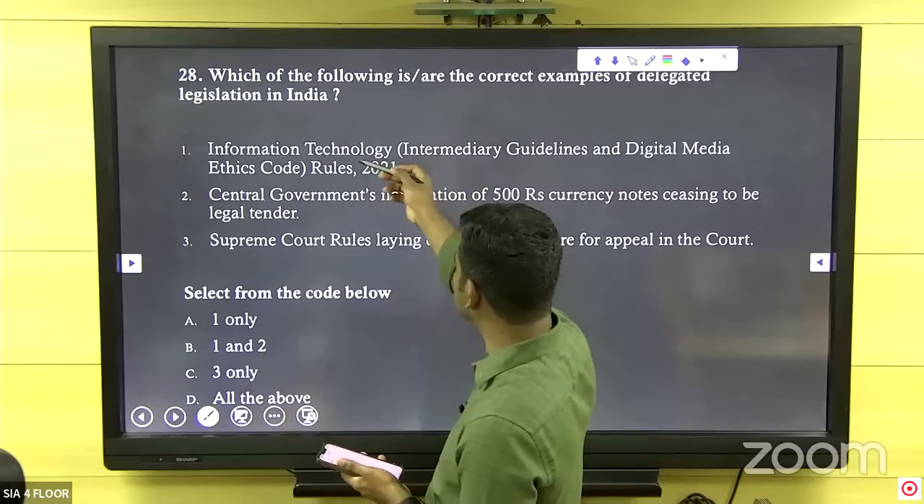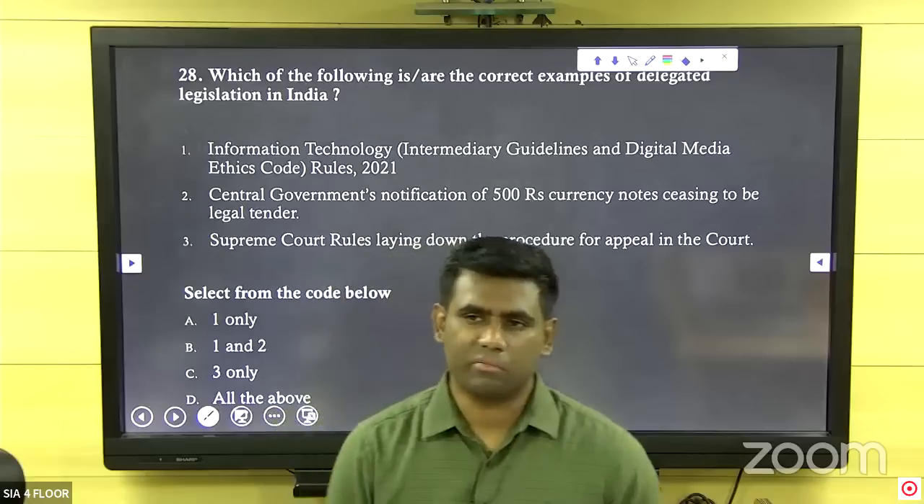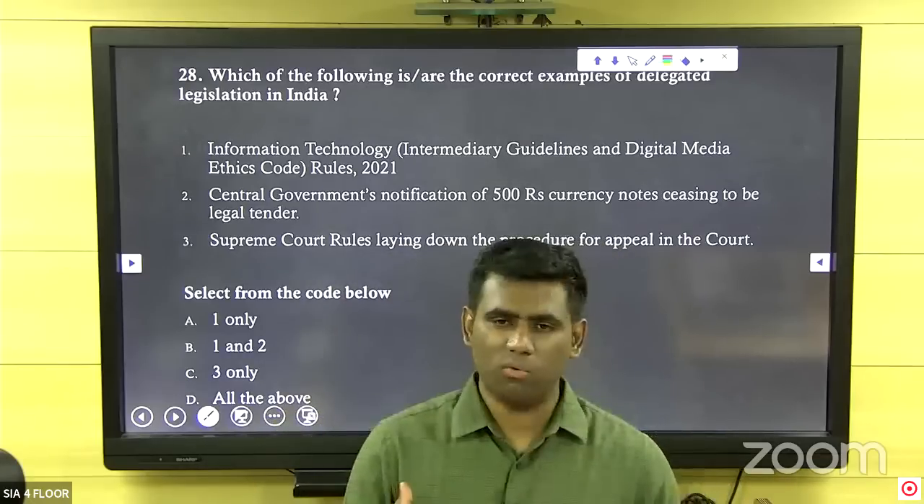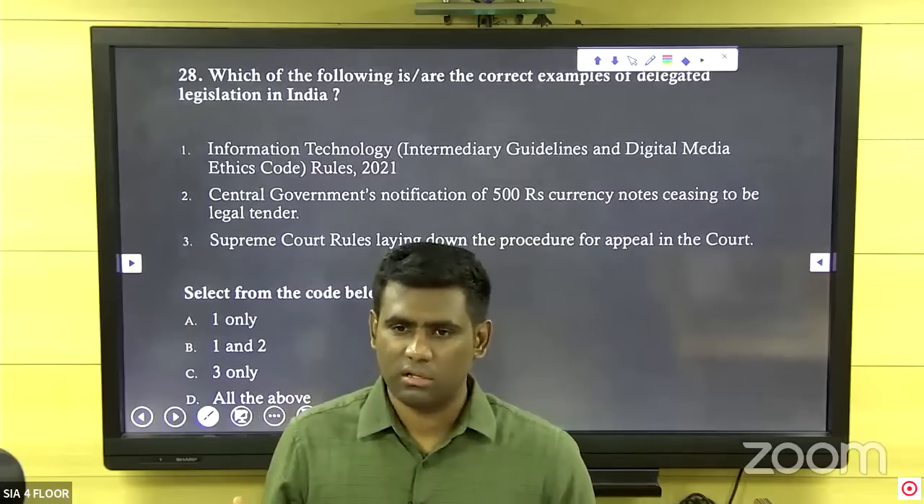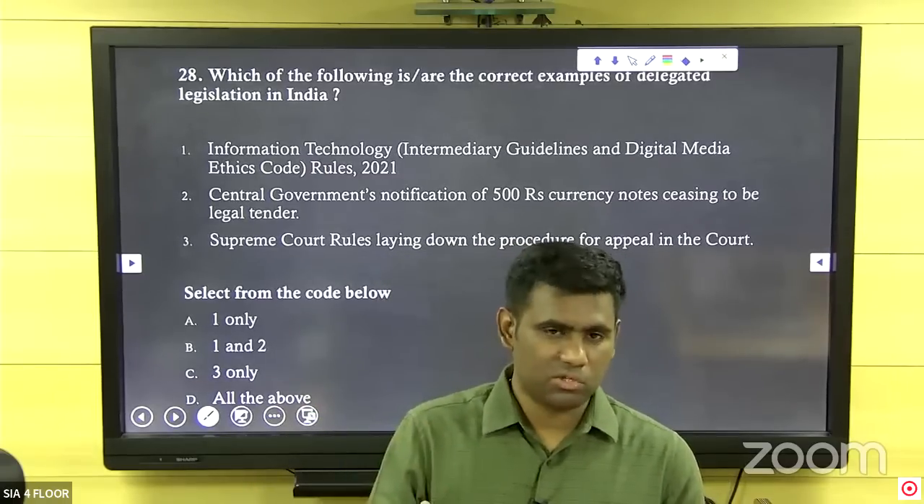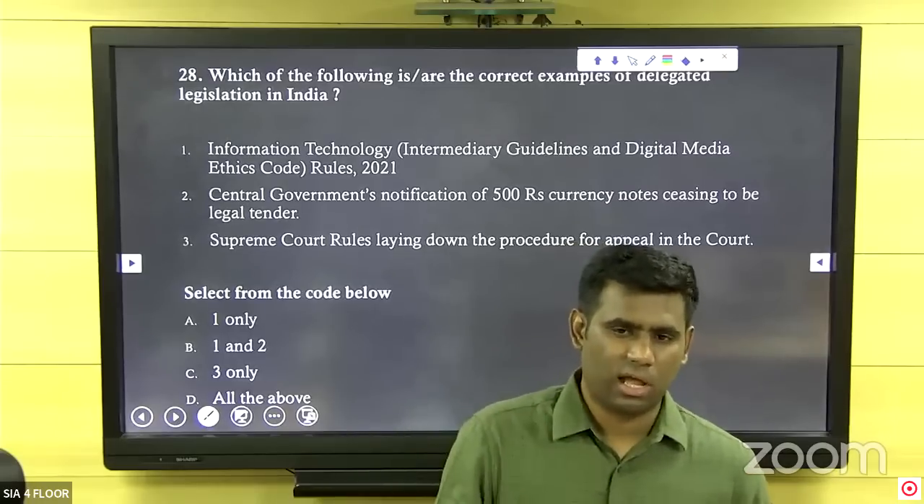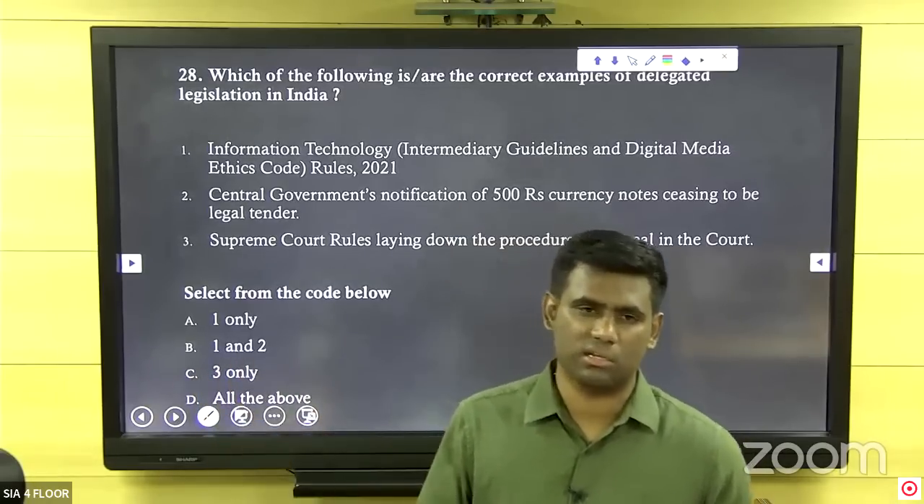Okay, this is what the IT rules are. Why did the Ministry of Electronics and Information Technology, MeitY, have the power to notify these rules? Any idea? How did the Ministry get the power to notify these rules? It is by virtue of the IT Act. The IT Act confers this power in the hands of the executive. So it is a clear example of delegated legislation.